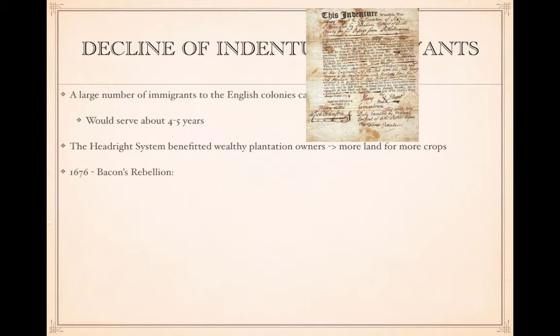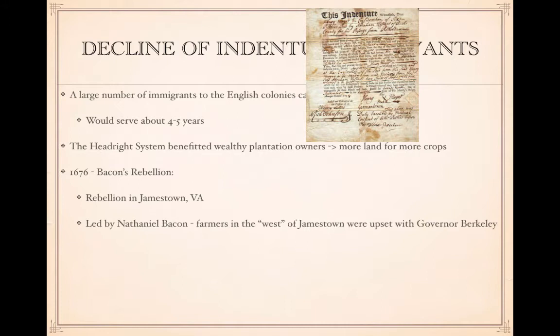Now in 1676, this is a turning point in colonial American labor history. There's Bacon's Rebellion. This is a rebellion in Jamestown, Virginia, led by Nathaniel Bacon. He got a bunch of landless whites in the west of Jamestown that were kind of outside the scope of the city of Jamestown. And they were upset with the governor of Virginia, Governor Berkeley, so they rebelled. They wanted protection from natives that Governor Berkeley was not willing to give.